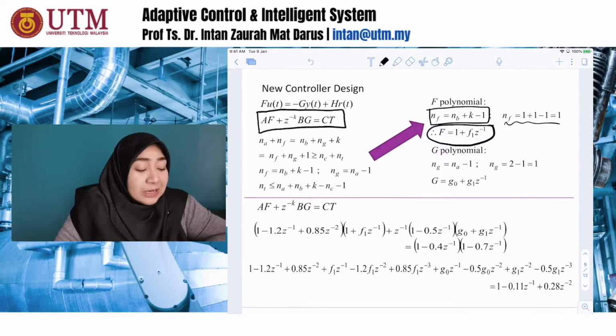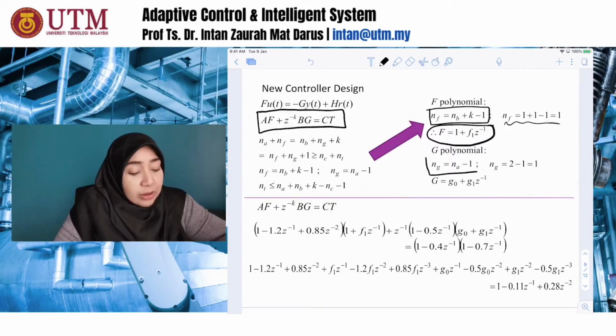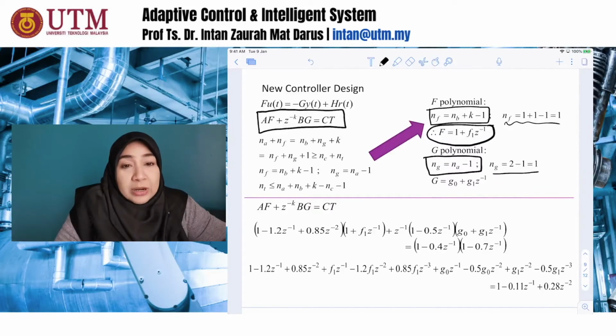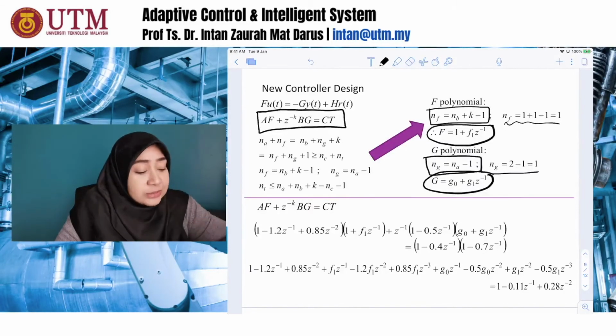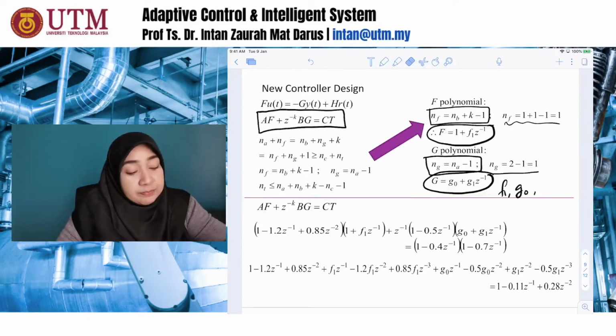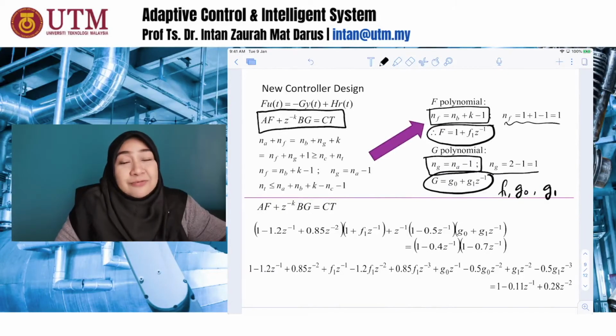Similarly for polynomial G, the requirement is NG must equal NA minus 1. Since NA equals 2, my NG must equal 1. So polynomial G is G0 plus G1 z^-1. The values of G0 and G1 we need to find from our characteristic equation. There are three values that I need to find: F1, G0, and G1, from my design rules.